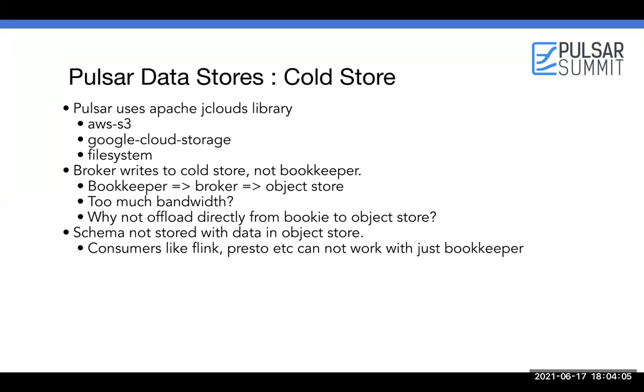But what this means is that other syncs like Flink and Presto can't just attach to the object store to read the data that has been stored by Pulsar. It has to actually come through Bookkeeper. That is how it would get access to Bookkeeper as well as object store in a homogeneous fashion.